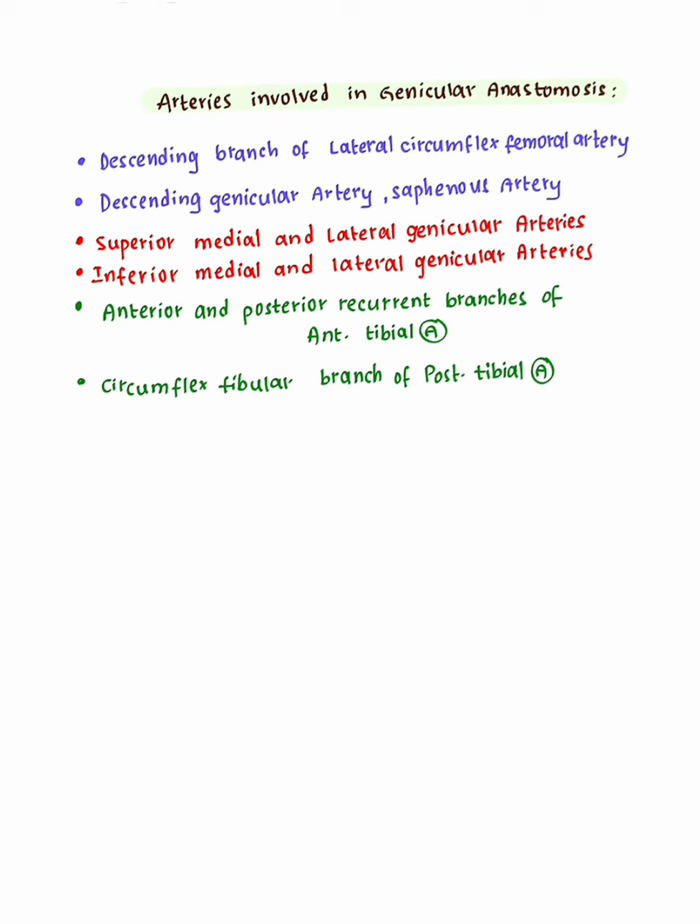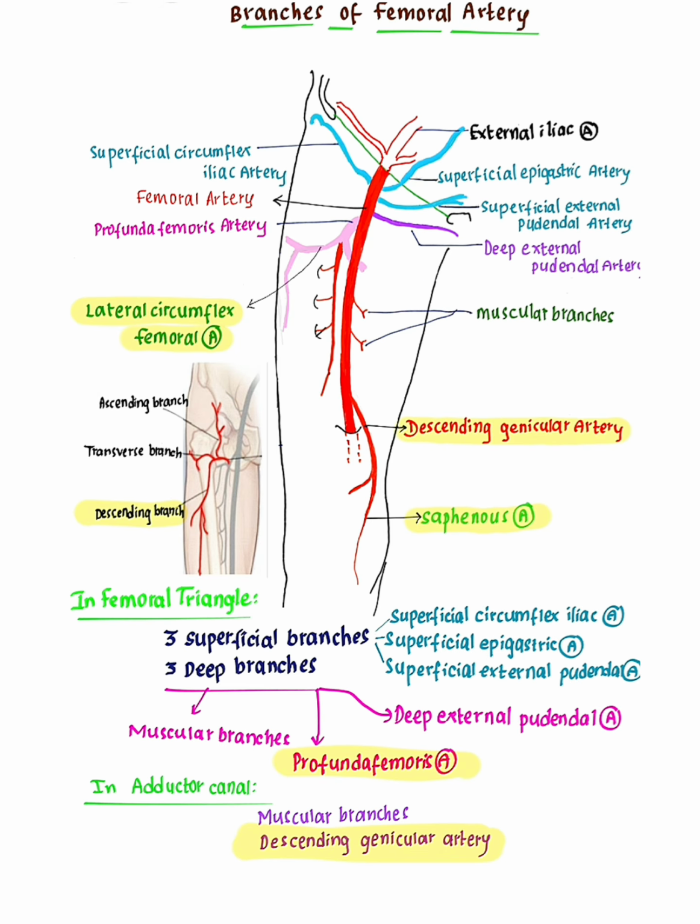Arteries involved in genicular anastomosis. Descending branch of lateral circumflex femoral artery. Femoral artery within the femoral triangle gives three deep branches. One of the deep branches is profunda femoris artery. Profunda femoris artery gives lateral circumflex femoral artery. Lateral circumflex femoral artery gives again three branches: ascending branch, transverse branch and descending branch. Descending branch of lateral circumflex femoral artery is involved in genicular anastomosis.